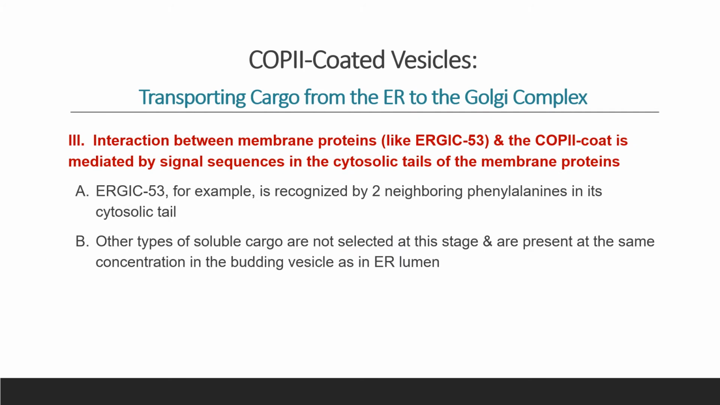Interactions between membrane proteins like ERGIC-53 and the COP2 coat are mediated by signal sequences in the cytosolic tails of the membrane proteins. ERGIC-53, for example, is recognized by two neighboring phenylalanines in each cytosolic tail, and other types of soluble cargo are not selected at this stage and are present at the same concentration in the budding vesicles as in the ER lumen.